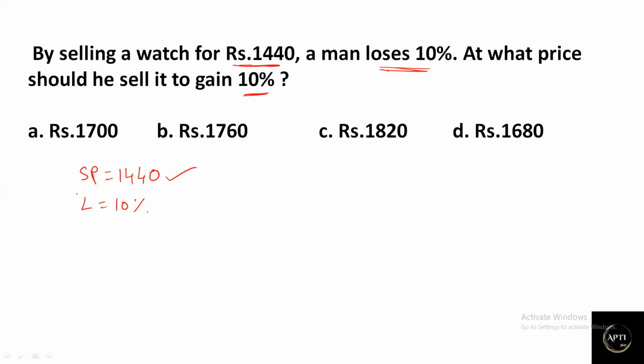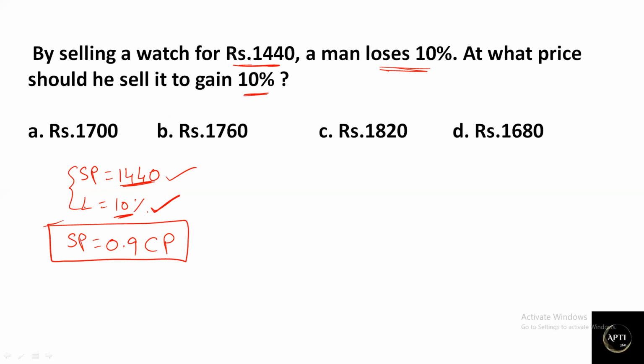Let's consider the first case. When he sells it for 1440 rupees, he gets a 10% loss. Can you tell me the relation between selling price and cost price? A loss of 10% means that out of 100%, 10% is lost, so 90% is remaining. How do I write 90%? 0.9. So the selling price is 0.9 times the cost price when there is a loss of 10%.